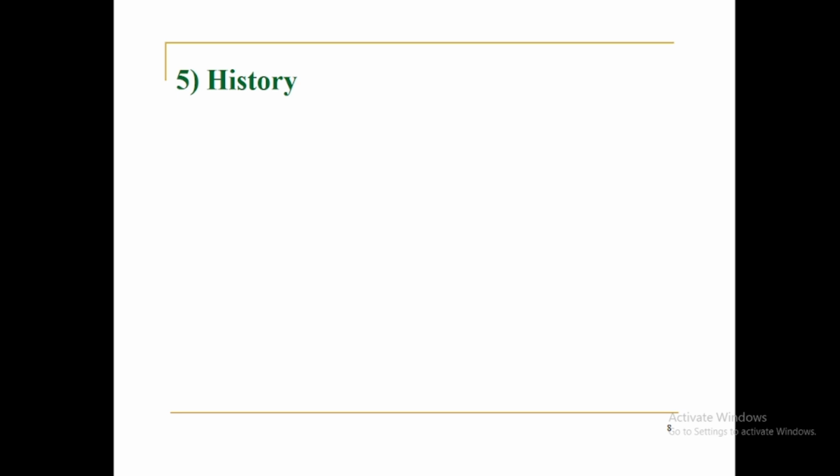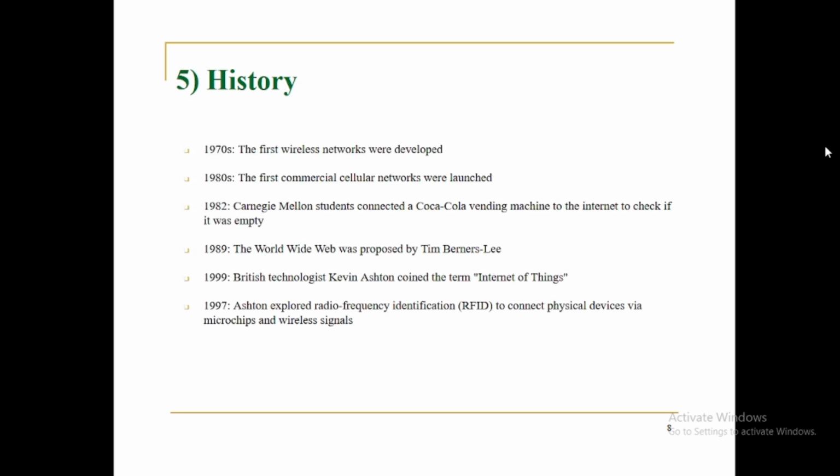If we look at the history of IoT, in the 1970s, the development of wireless networks laid the groundwork for devices to communicate without physical connections. By the 1980s, commercial cellular networks emerged, opening up the possibility for wireless data transmission. In the late 1980s, a Coca-Cola vending machine was created at Carnegie Mellon University that could report drink availability to students, which is considered one of the first IoT examples.